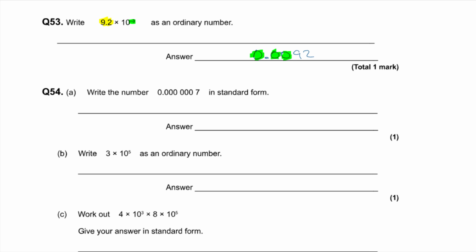54A, write the number 0.000007 in the standard form. So I'm going to do the opposite of what I just did then. I'm going to count the number of leading zeros in. 1, 2, 3, 4, 5, 6, 7.